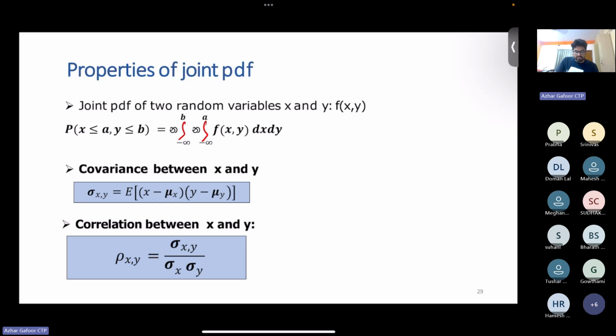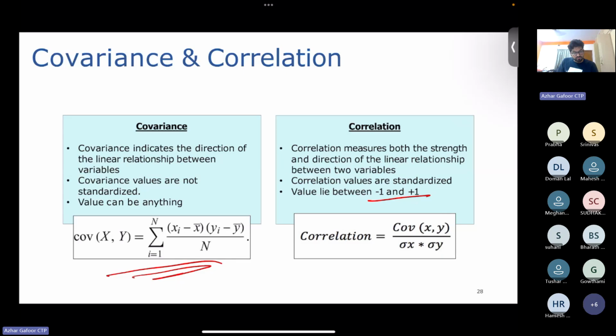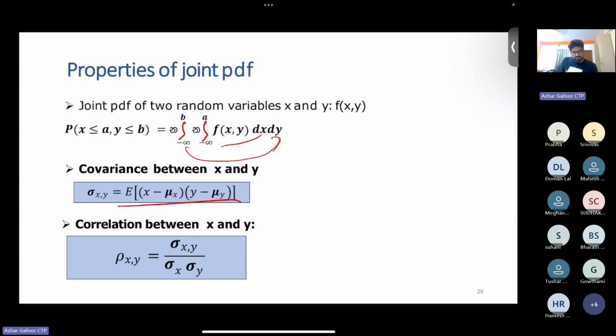So minus infinity to a is for x, and minus infinity to b is the limit for y. Then covariance, we can find the covariance by the expectation formula. This equation is for the discrete case. Now in the continuous case, we will have to use this formula: expectation of x minus mu x, which is the mean of x, then the mean of y.